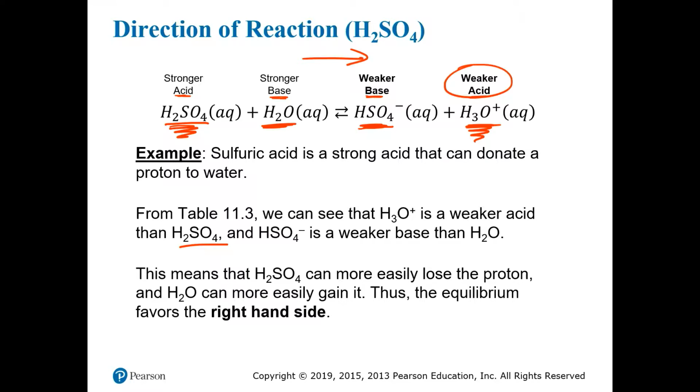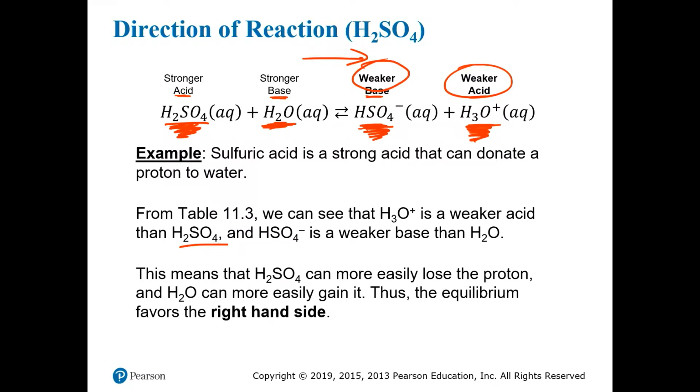HSO4- is the weaker base, and so the equilibrium prefers the side of the weaker base, just the way it prefers the side of the weaker acid. Thus, the equilibrium here favors the right-hand side. At equilibrium, there'll be more HSO4- and H3O+, and very little H2O and H2SO4.